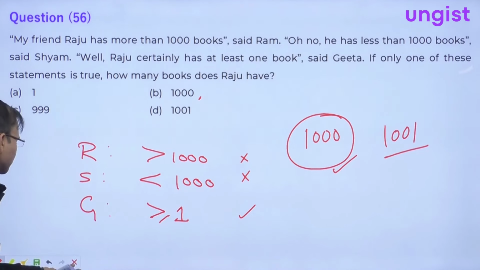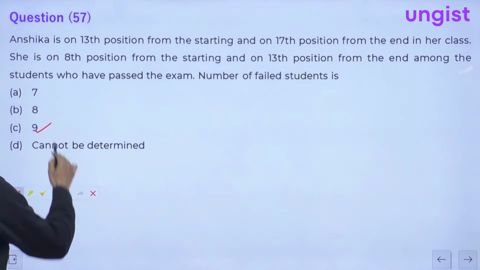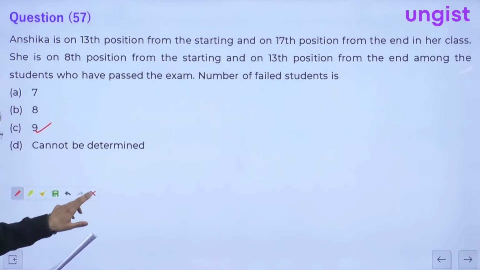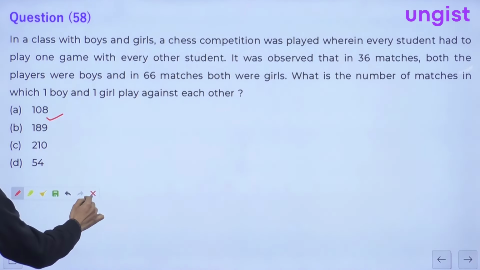चलिए जरा, शैल वी मूव नाउ? The next question is, कौन सा question है? अंशिका position. ये कर लिया आप लोगों ने मुझे लगता है. What is the answer? 9. Yes. ये सही है. ठीक है. अंशिका position is 9. Question number 58 मुझे लगता है we have just discussed 2 days back. 108. गलत कर दिया आपने ये भी.